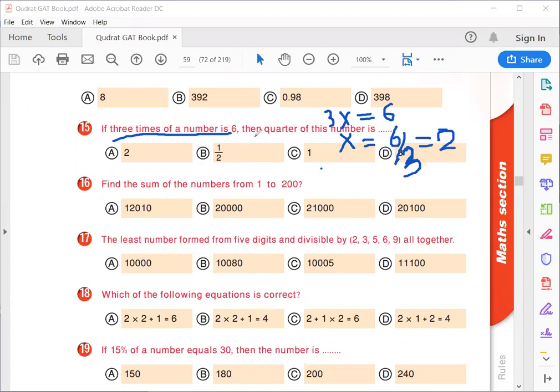Now he asked for a quarter of this number. He wanted the quarter. You multiply by 1 over 4 or divide by 2 directly. So 2 times 1 over 4, it is half. So the answer is what? Half. So number B. Is it clear?